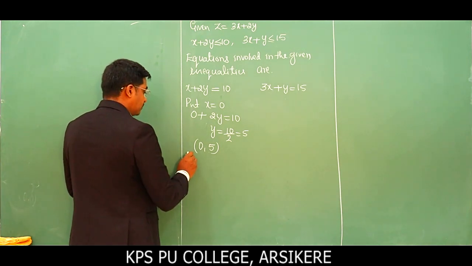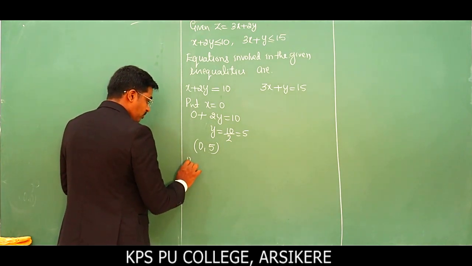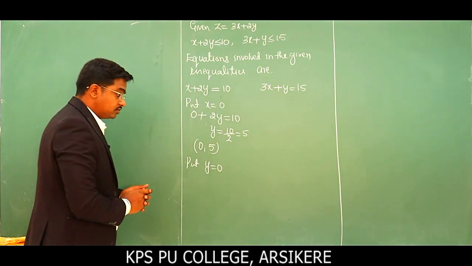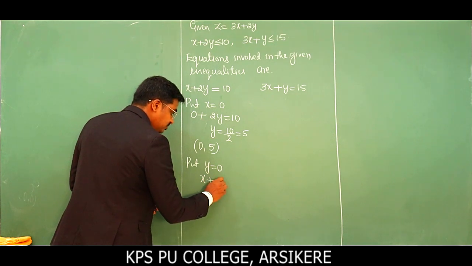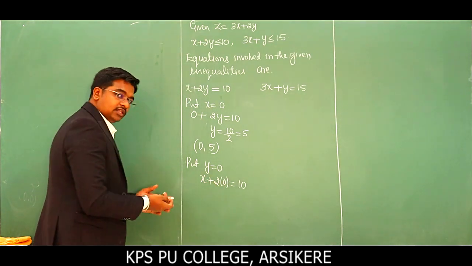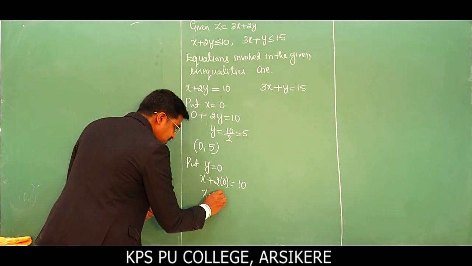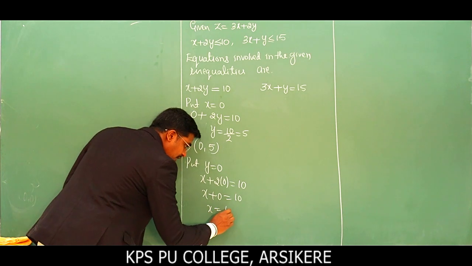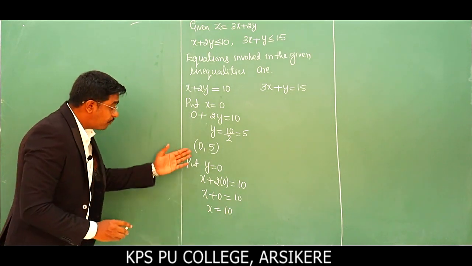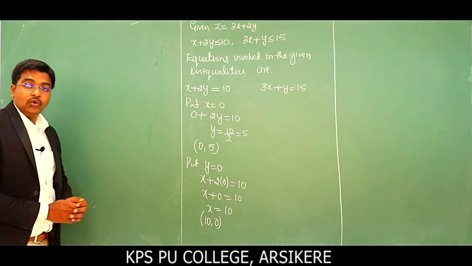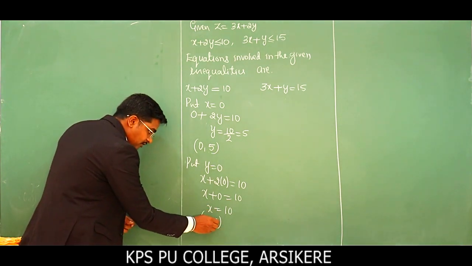Next, now put y is equal to 0 in the above equation. What happened here, x plus 2 into 0 is equal to 10. 2 into 0 is nothing but 0. So x plus 0 is equal to 10. So x is equal to 10. Clear? What is the corresponding point here? 10 comma y value becomes 0. Y is here 0. Clear?